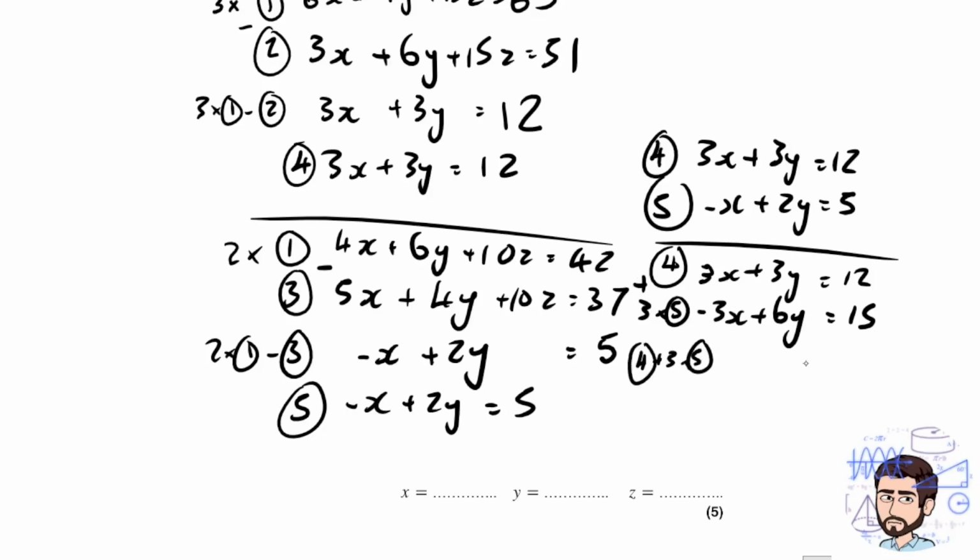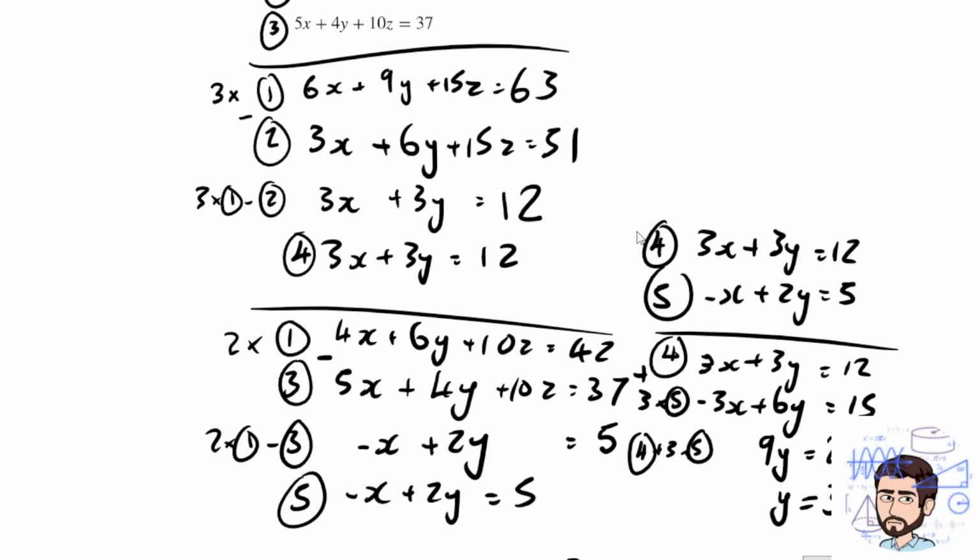3x plus negative 3x is 0. 3y plus 6y is 9y. 12 plus 15 is 27. So y is equal to 3, because you divide by 9. So y is 3. Once I know that y is 3, it's then about subbing back in, going backwards. So equation 4 states that 3x plus 3 lots of y, well, y is 3, so this would be 9, is equal to 12. So 3x is equal to 3, x is equal to 1.